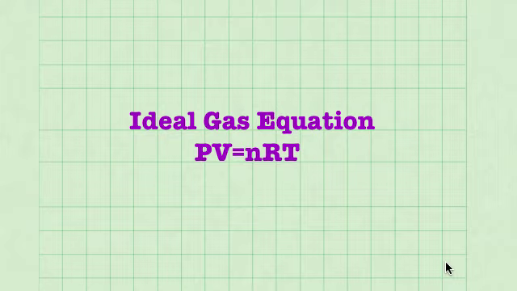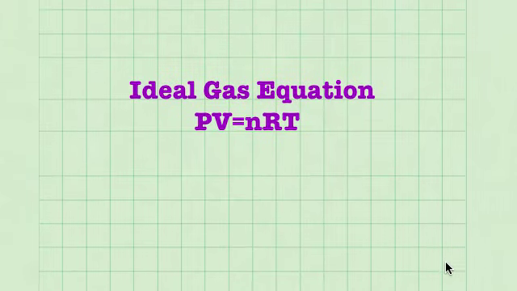PV equals nRT. The ideal gas equation describes pretty completely how most gases behave in normal conditions.